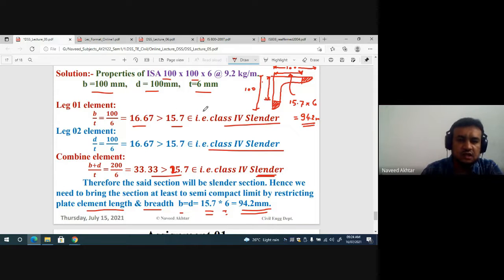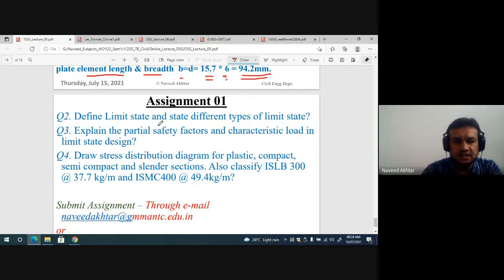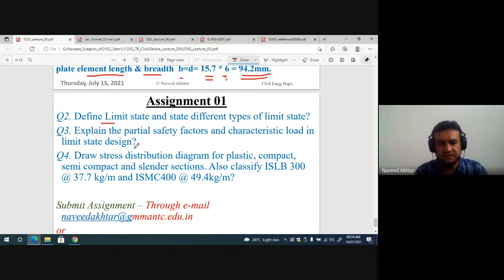You can solve the examples on your own, and these are some questions. Define limit state and state the different types of limit states. You can take a screenshot and solve them at home. Explain partial safety factors and characteristic load, limit state design, and draw the stress diagram for plastic, compact, semi-compact, and slender sections.